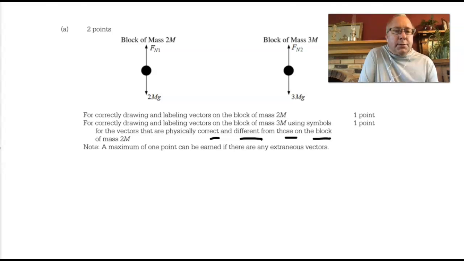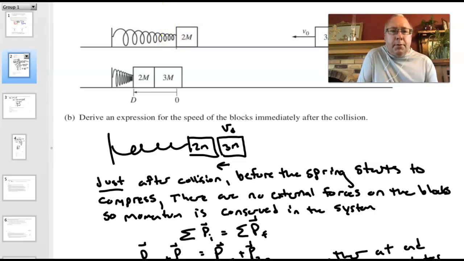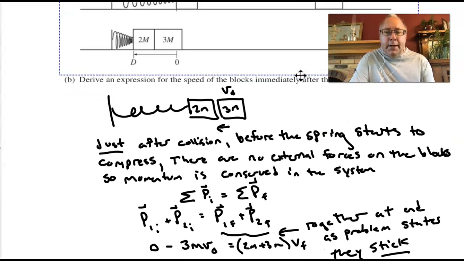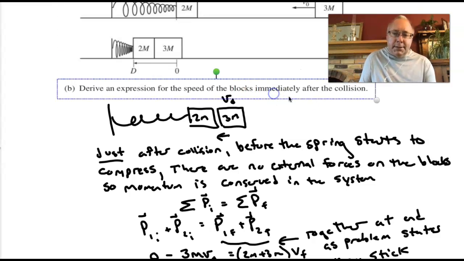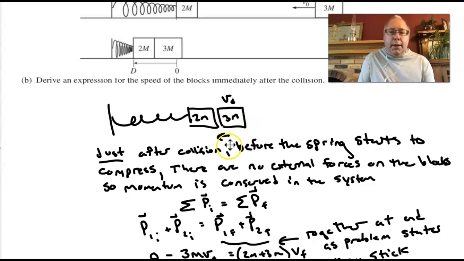Okay, so let's go to the second part of the question, part B. On part B, derive an expression for the speed of the blocks immediately after collision. So remember our big ideas. Big ideas are important sometimes for justifying things. You don't always have to justify if they don't say justify, but you'll have to be able to show why you think you can use what it is.